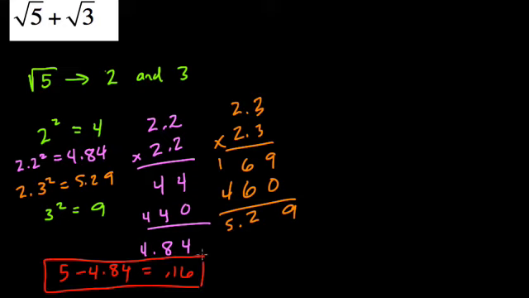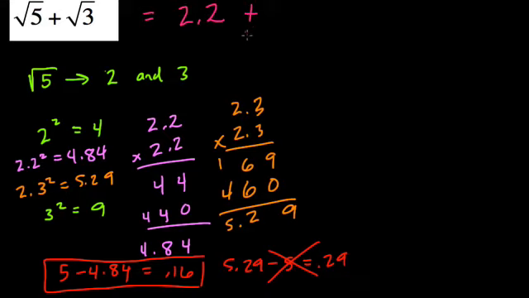Okay. What about the other one? Well, the other one is 5.29. 5.29 minus 5 equals 0.29. That's further, so we don't want to use that. So here, for the square root of 5, that's going to equal to what? Well, we just said 2.2 is our approximation. Plus the square root of 3.